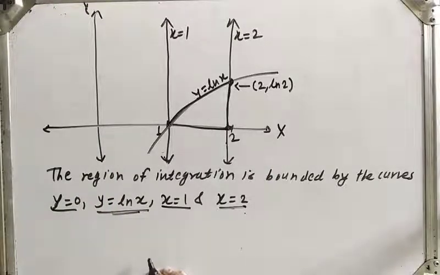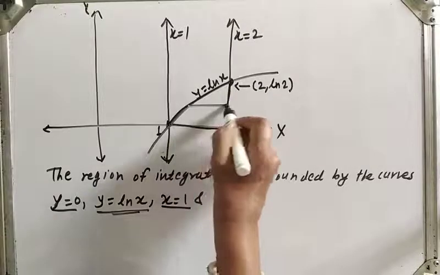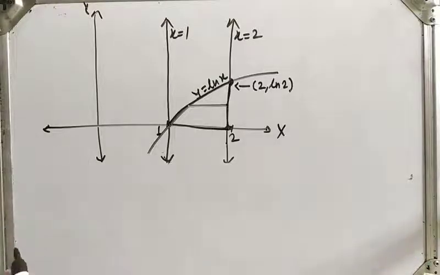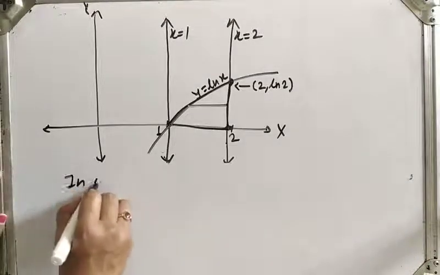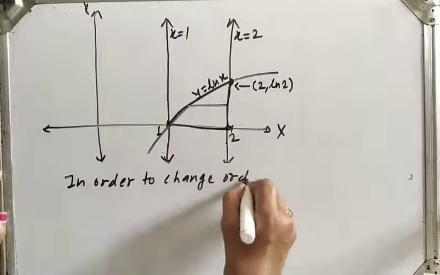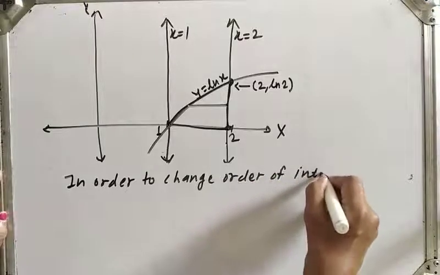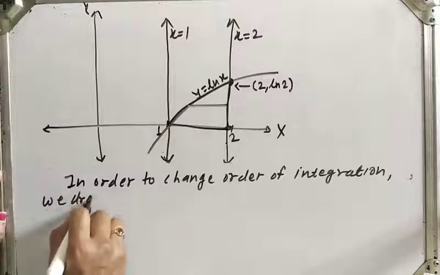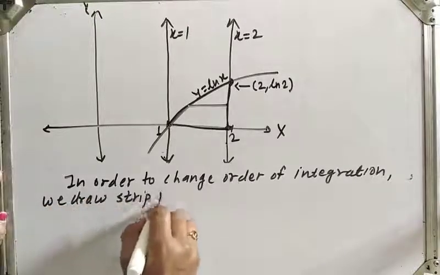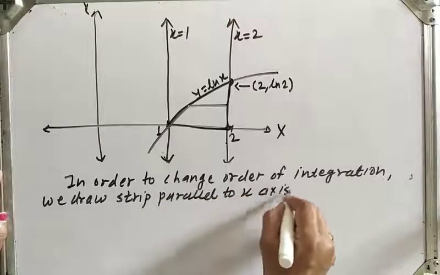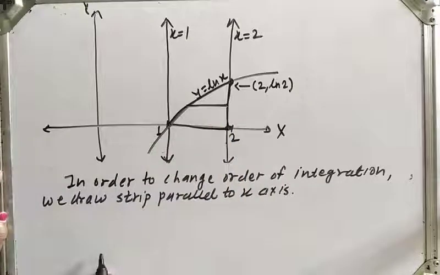Now in the given example, dy is first and then dx. We have to take dx first, so we will take a strip parallel to x axis. So next, in order to change the order of integration, we draw a strip parallel to x axis.